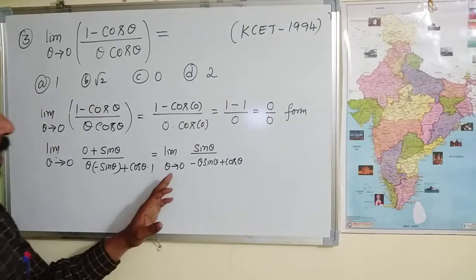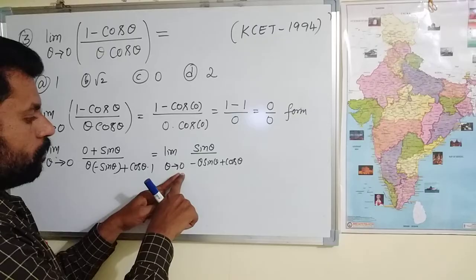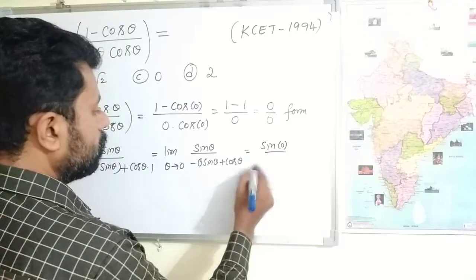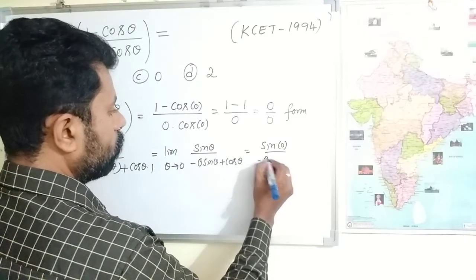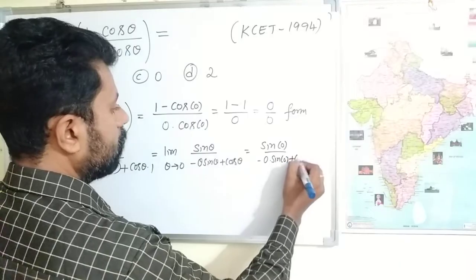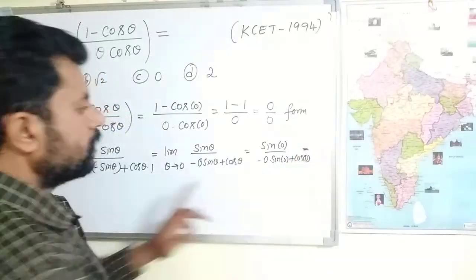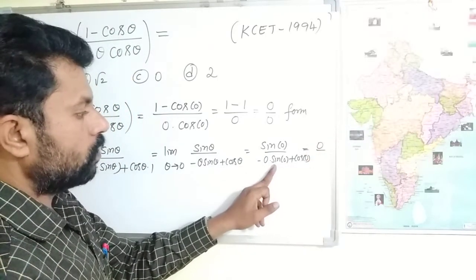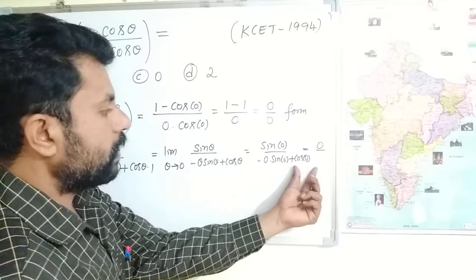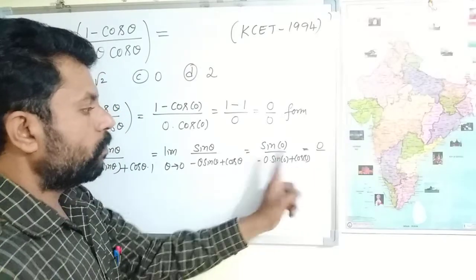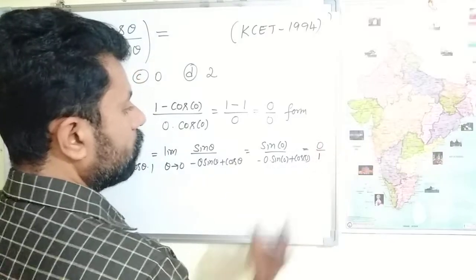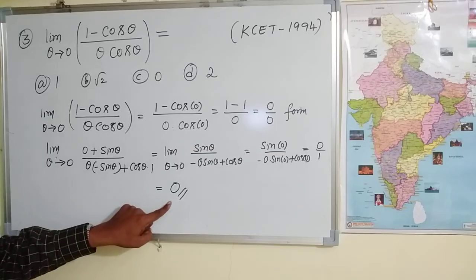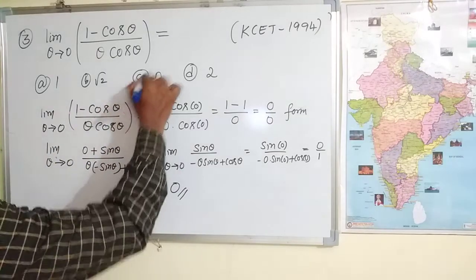Here again we substitute 0 in the place of theta. Here we get sin of 0 divided by (minus 0 into sin of 0 plus cos of 0). sin of 0 is 0, so the first term in the denominator is 0, and the second term cos of 0 is 1, so 0 plus 1 is 1. 0 divided by 1 is equal to 0. This is the required solution. Option C is correct.